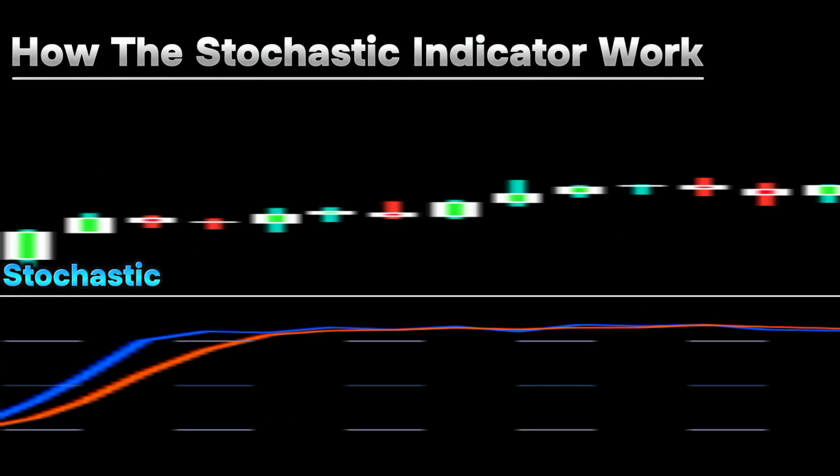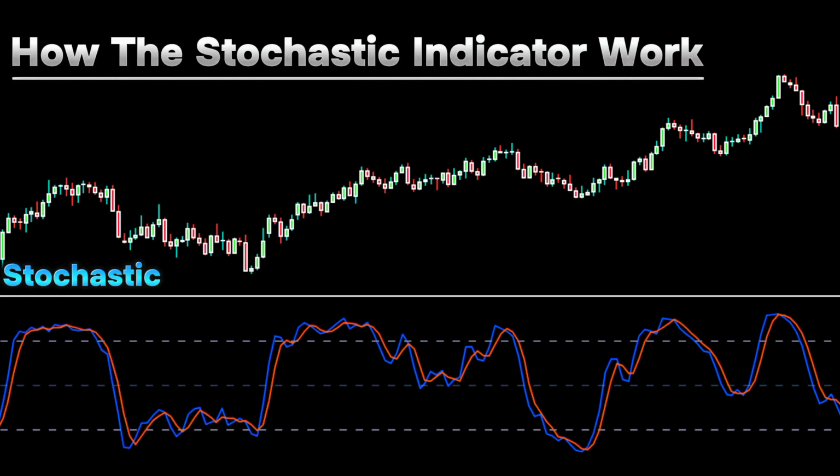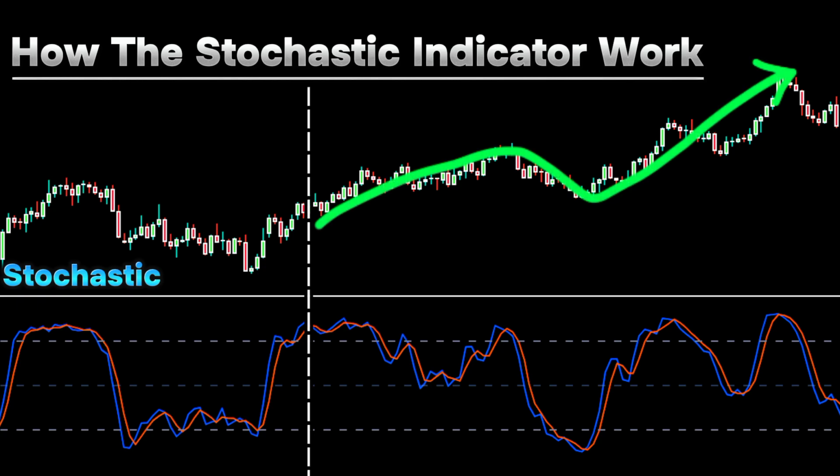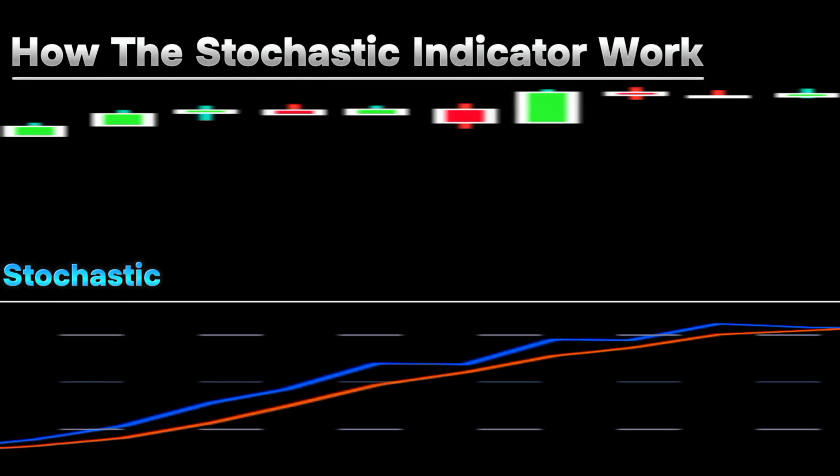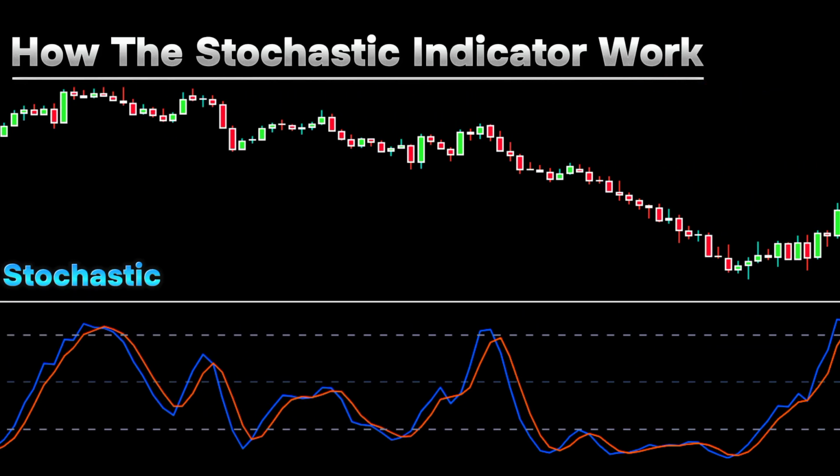Now, take a look at this example. Here the market is in an uptrend, and the stochastic indicator hit the overbought level. But instead of the market going down for those who immediately sell at the overbought level, it kept moving higher and higher, clearing out their stop loss and becoming a losing trade. Let's see another example of this.